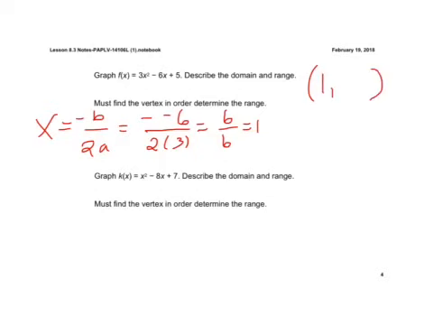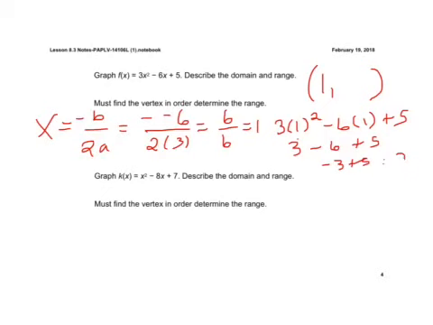So now I have to take the 1 and plug it in. So that's 3 times 1 squared minus 6 times 1 plus 5. So 1 squared is 1, times 3 is 3, minus 6, plus 5. 3 minus 6 is a negative 3, plus 5 equals a positive 2. So my vertex is 1 comma 2.